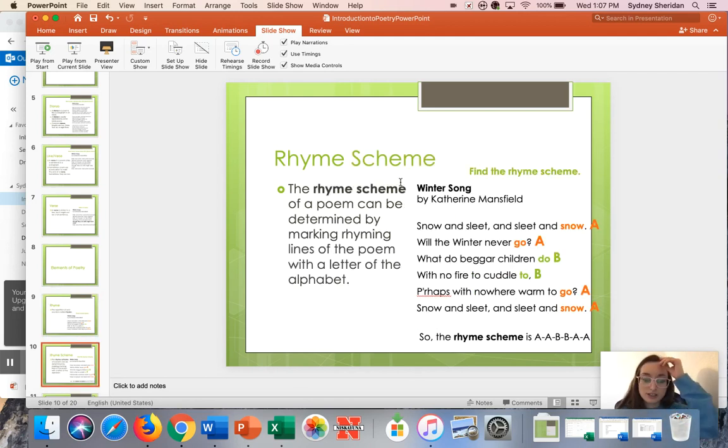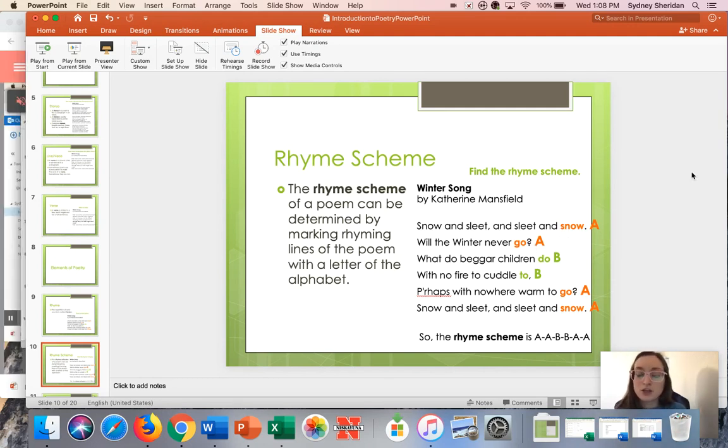So if we take a look here, on our last slide, we marked the last word of each line to figure out if the two lines rhymed with each other. But one way we can mark a rhyme scheme is with letters of the alphabet. So words that rhyme are marked with the same letter. Those two lines are marked with the same letter. So we said that snow and go, the last words of those two lines rhyme, right? So we could mark both of those lines with the letter A, the same letter for the same rhyming sound.